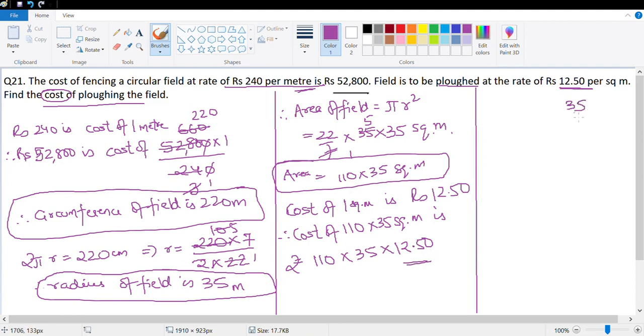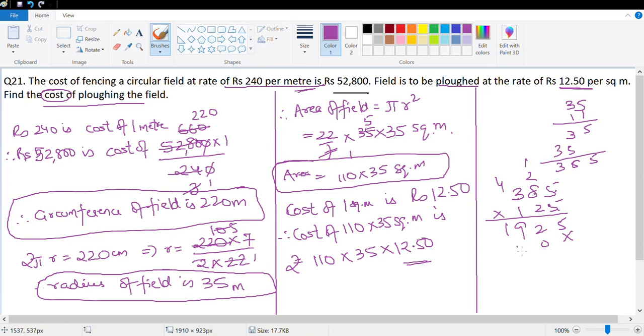So it'll be 35 into 11, that's 385. And now I have to multiply 385 with 125. So 385 multiplied with 125, 5 into 5, 25, 40 and 2, 42, 15 and 4, 19, 1925. Perfect. 2 5s are 10, 8 2s are 16 and 1 17, 2 3s are 6 and 1 7, 770. That's also fine.